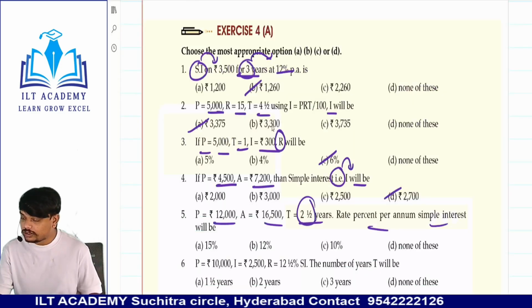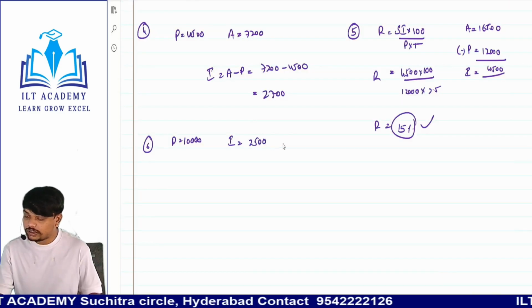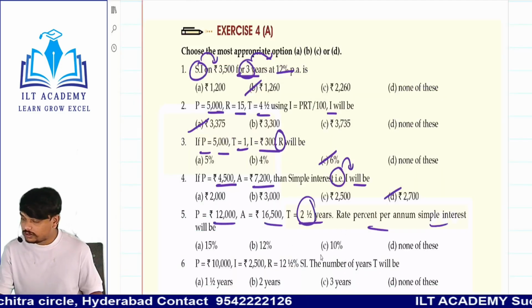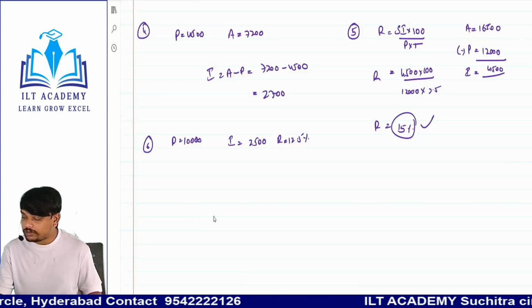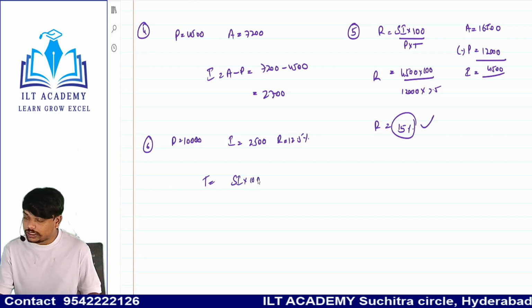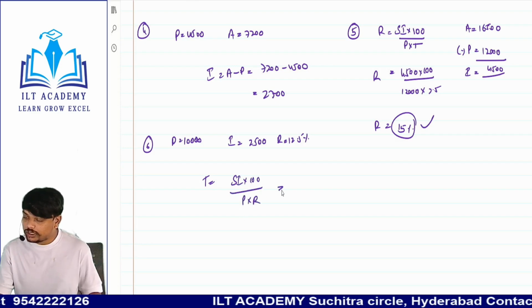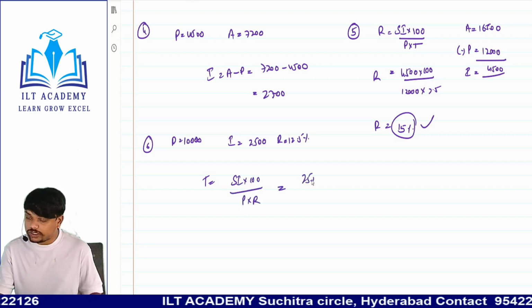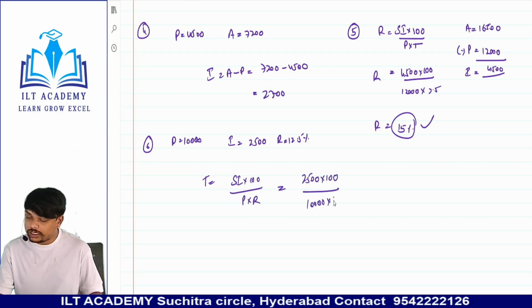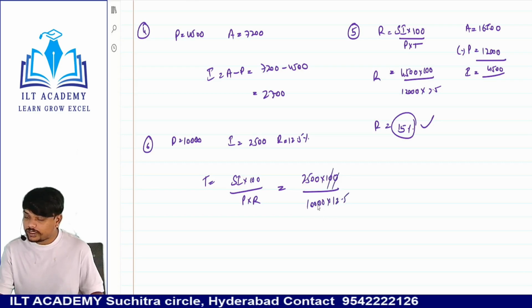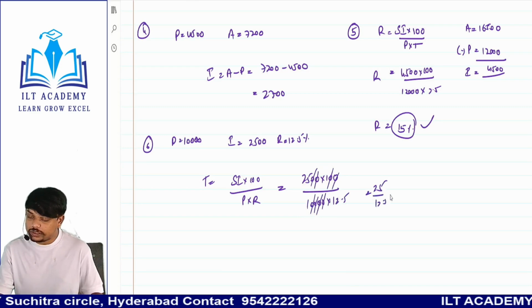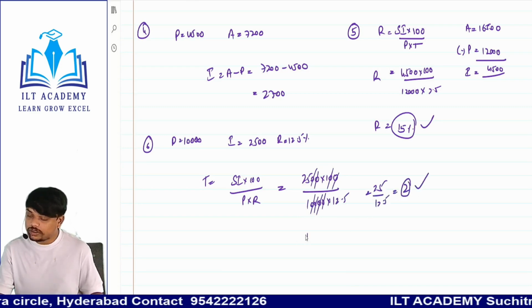Interest is equal to 2,500. Rate is equal to 2.5%. Then find the time. Time is the question. So time is equal to simple interest into 100 divided by principal into the rate. Simple interest is equal to 2,500 into 100 divided by principal is 10,000. So rate is 12.5. 0 0 cancel, 0 0 cancel, which is 25 divided by 12.5, which is 2. Time is equal to 2 years.